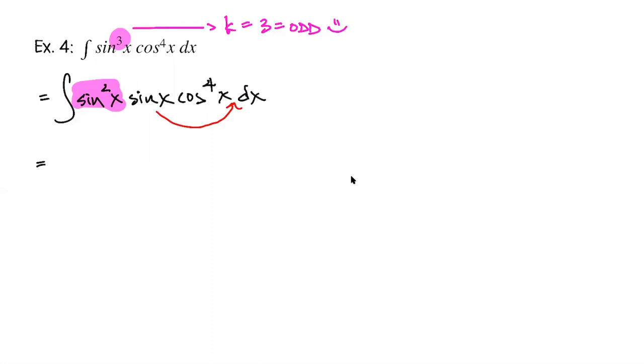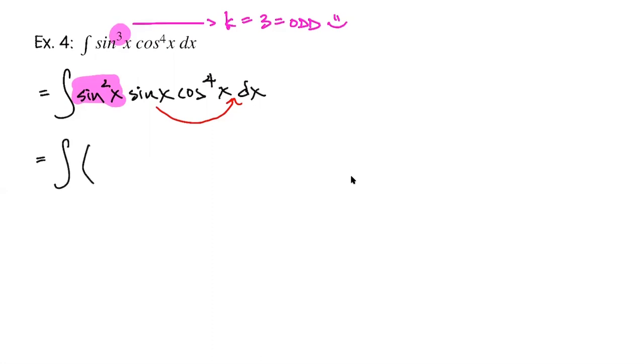And so now I'm going to substitute that Pythagorean identity. So instead of sine squared, I'm going to have 1 minus cosine squared x. And at the same time, I'm going to bump that cosine to the 4th x in and move the sine x to the end. And again, we're setting ourselves up for that u substitution, okay?